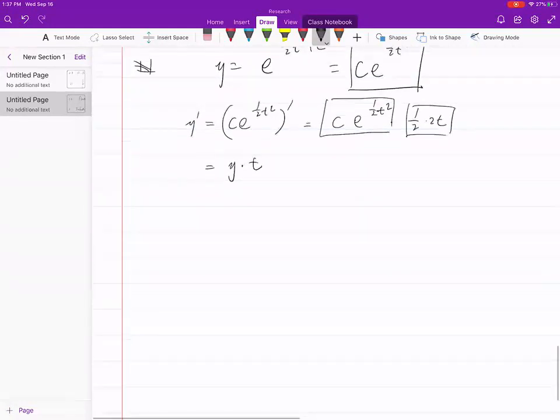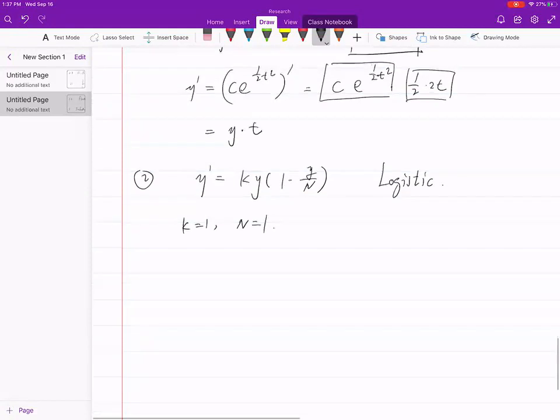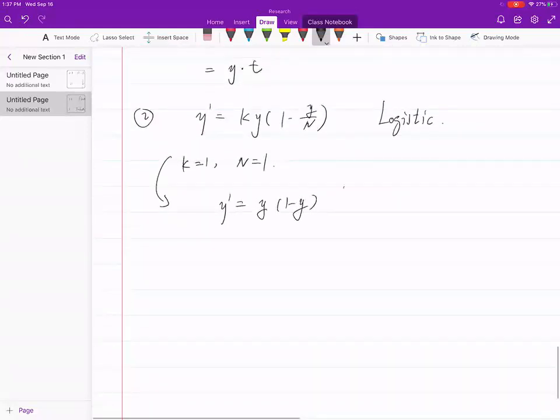Let's try another one. Remember, this was the logistic growth. It has a k, it has an n. For simplicity, let's just assume k equals 1 and n equals 1. Of course, the same analogy works for any other number. We just want the thing to look clean. So let's solve this instead. But once you can do this, it's just a matter of time you can do the original one.